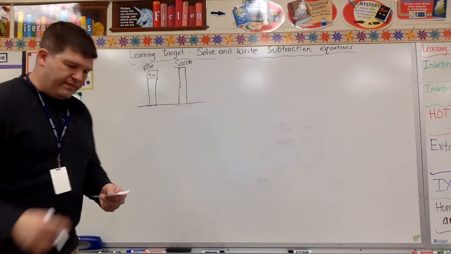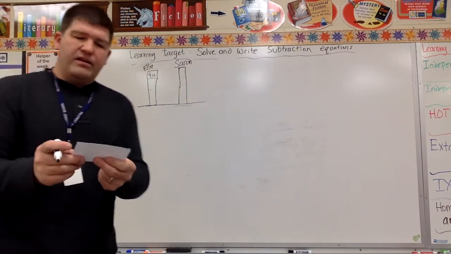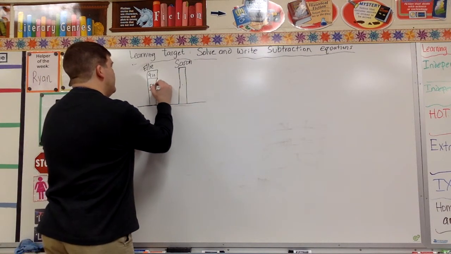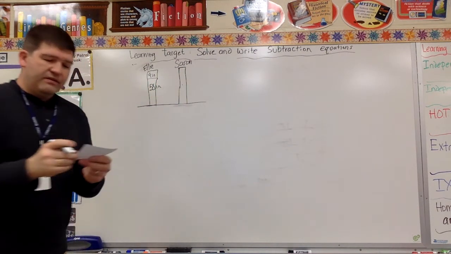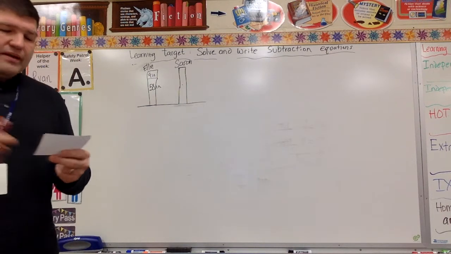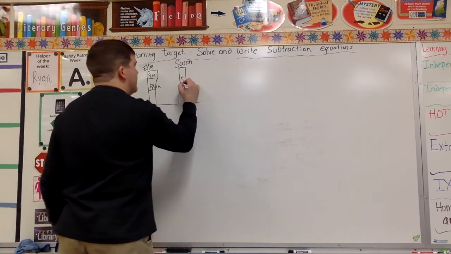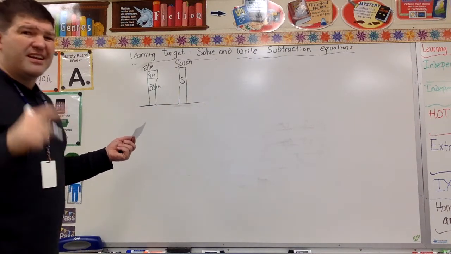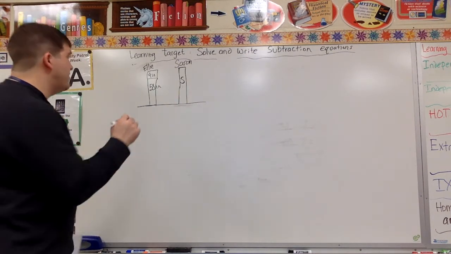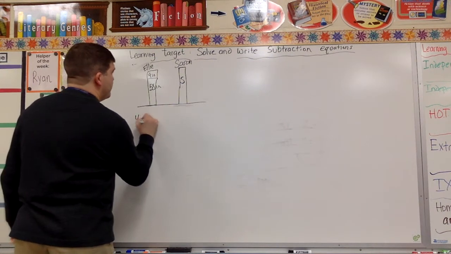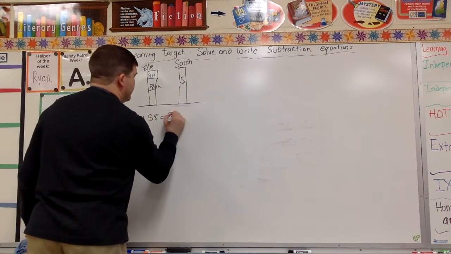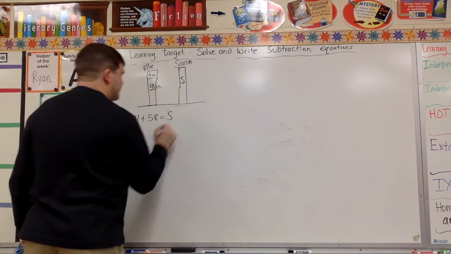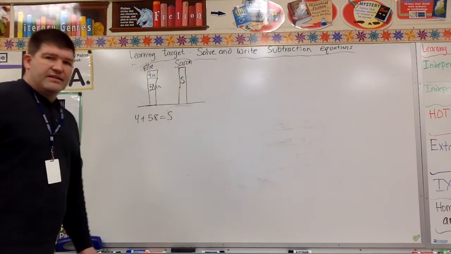Sarah is taller. We keep going on. We get to find out how much Ellie is. Ellie is 58 inches. What is Sarah's height? We don't know Sarah. So I'm looking at this. We could do it as an addition. If we do it as an addition, we would do 4 plus 58 equals S. So that would get me Sarah's height.